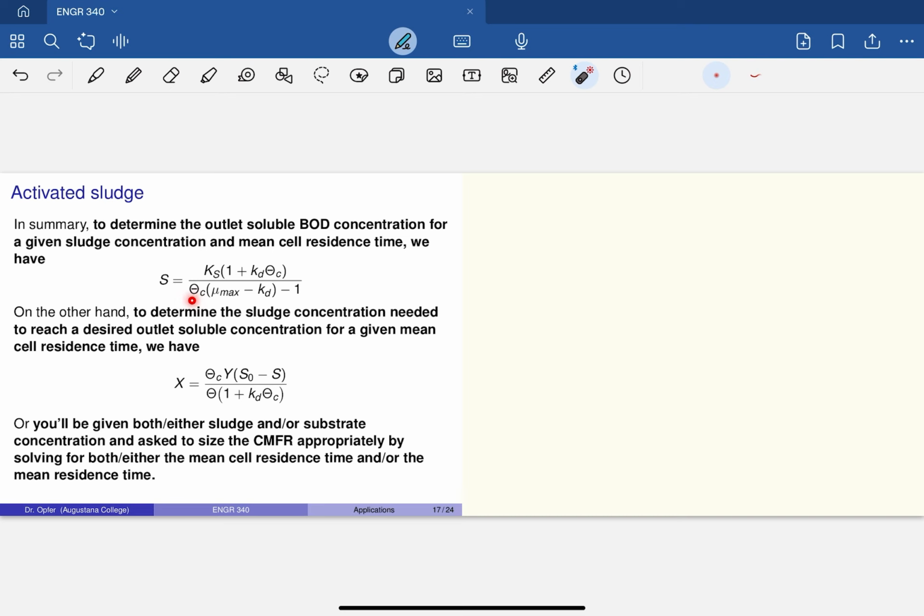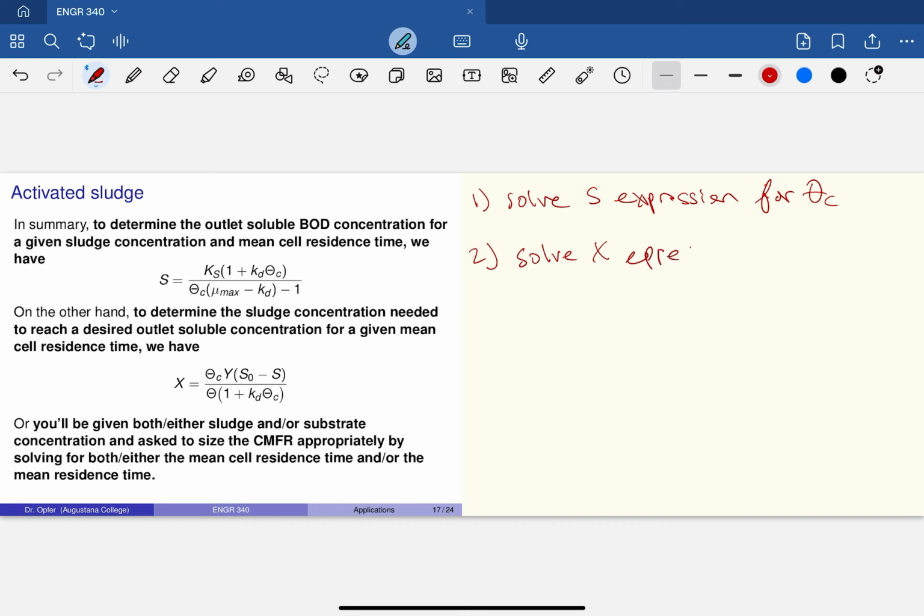So what we're going to do is first solve our S expression for theta C, and then we're going to solve our X expression for theta, and then we're going to use this theta equals volume over flow rate to solve for this volume.